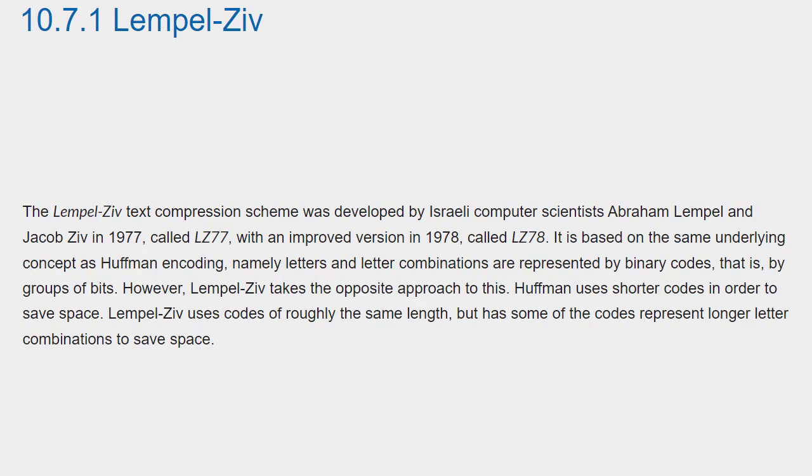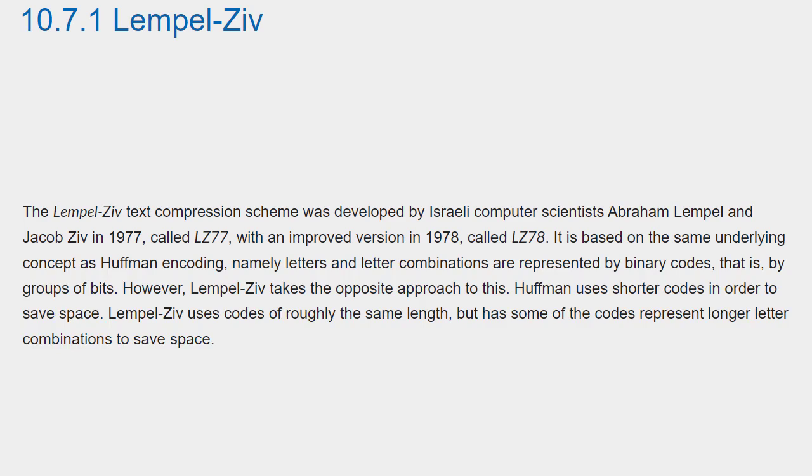Section 10.7.1 Lempel-Ziv. The Lempel-Ziv text compression scheme was developed by Israeli computer scientists Abraham Lempel and Yaakov Ziv in 1977, called LZ77, with an improved version in 1978 called LZ78. It is based on the same underlying concept as Huffman encoding, namely letters and letter combinations are represented by binary codes, that is, by groups of bits.